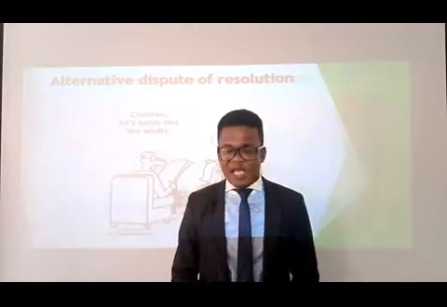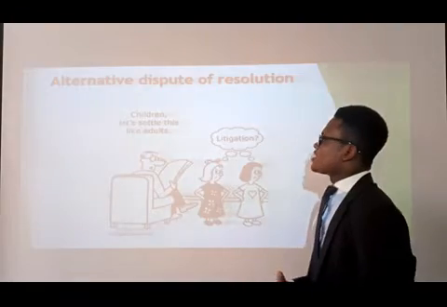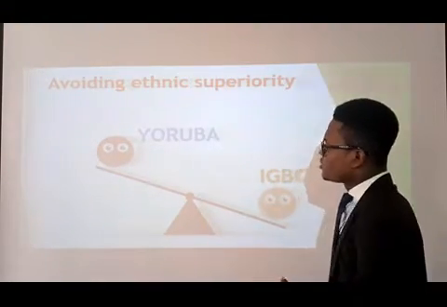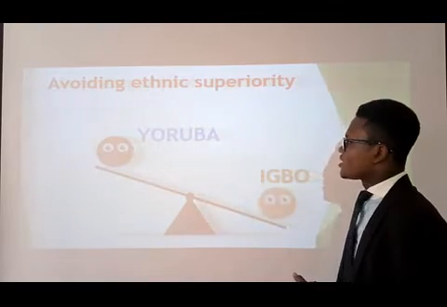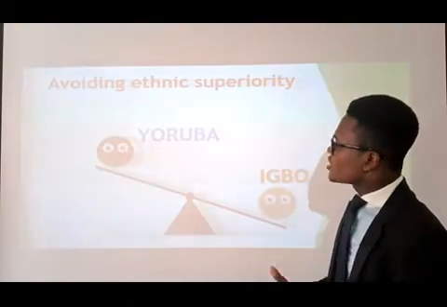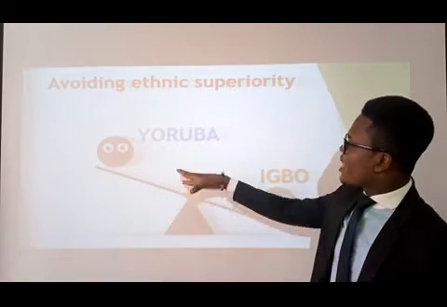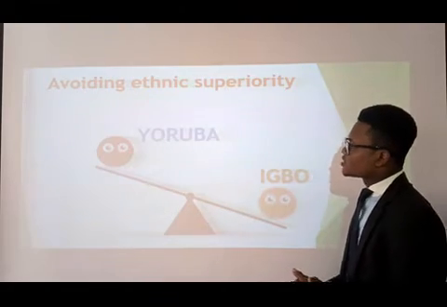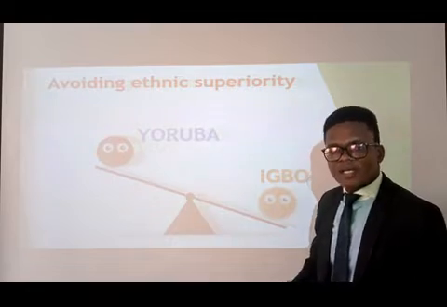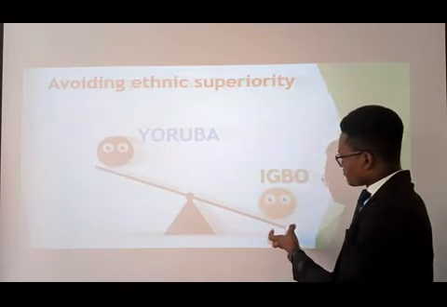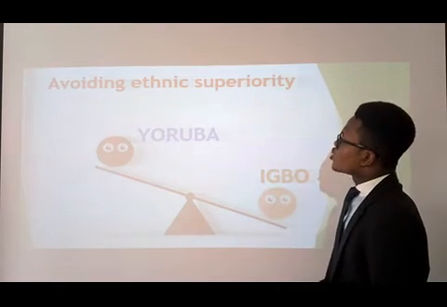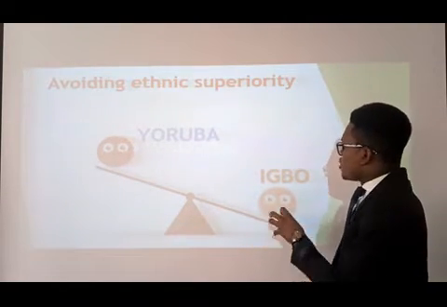Now let's move to our next point, that is avoiding ethnic superiority. Let's look at this image over here. We have two different ethnic groups here, the Yoruba and the Igbo. On this note, you could realize that the Yoruba tribe is trying to be superior or higher in qualities or certain things, and so the Yorubas are trying to demean or to look superior to the Igbos.